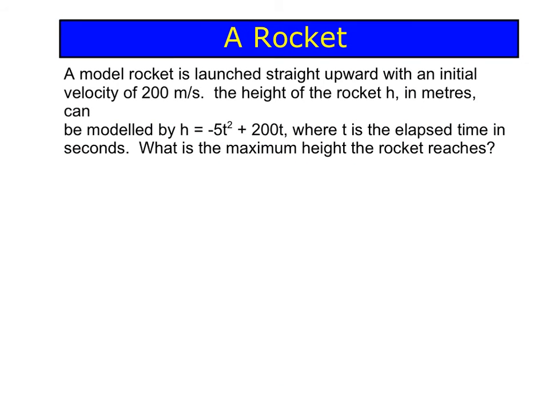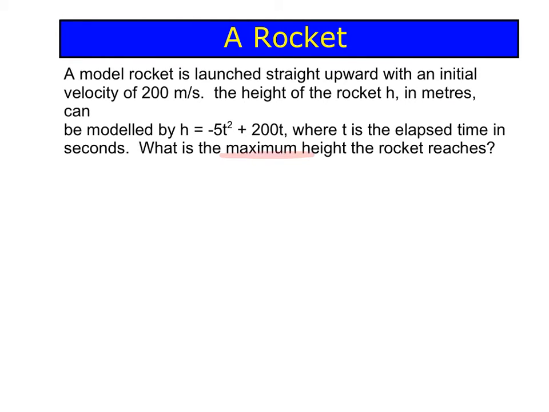Okay, let's look at a word problem. In this one, a model rocket is launched straight upward with an initial velocity of 200 meters per second. The height of the rocket, h, in meters, can be modeled by the following equation, where t is the time elapsed in seconds. So when you read this question, we look for buzzwords to tell us what to do.